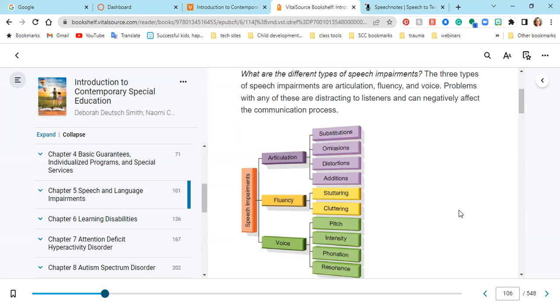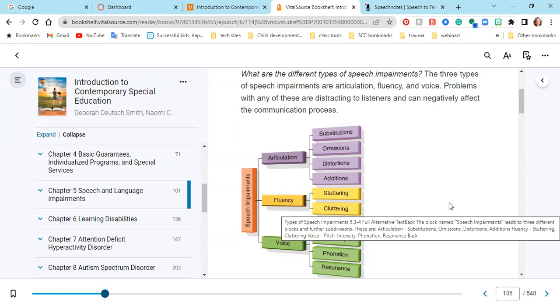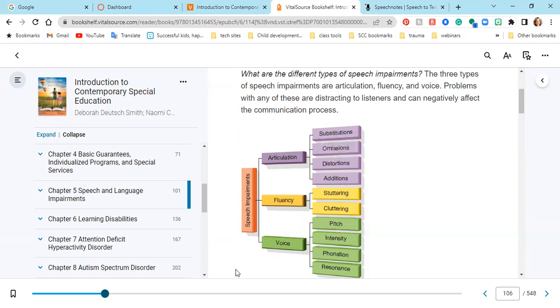Voice is pitch. Some people have a really high pitch. Some people have a really intense pitch. Some people don't really pronounce the word really clearly. So sometimes with the phonation, their tongue is off, or it's maybe a lisp or something like that.